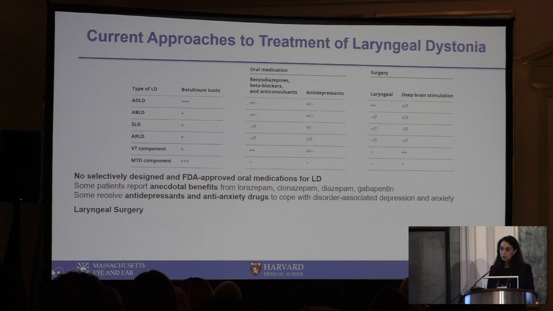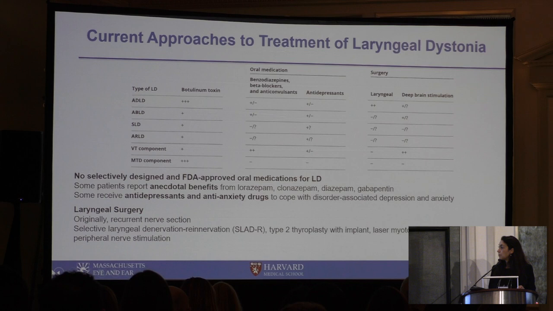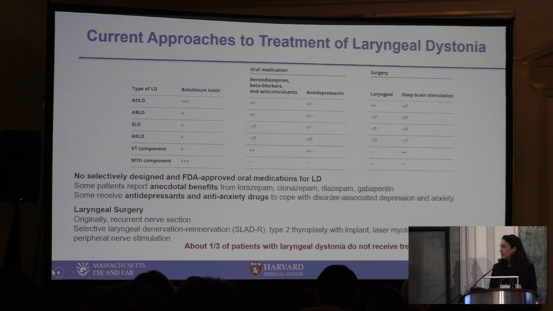Laryngeal surgery has also been tried. Originally, nerve section has been quite successful. Selective laryngeal denervation-reinnervation, type 2 thyroplasty, laser myotomy, peripheral nerve stimulation. The list grows every time I go to another otolaryngology meeting. However, about one-third of patients with laryngeal dystonia do not receive any treatment at all.